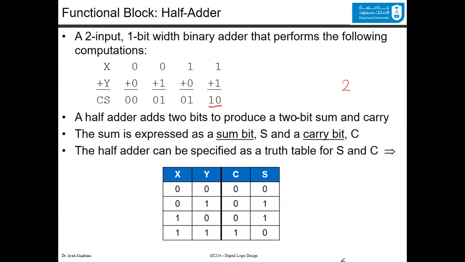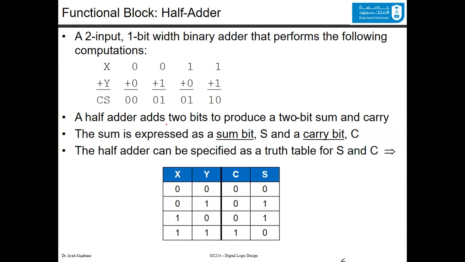So notice the notation. We will assume that these are x, these values are y, and the result is a sum and the carry to the next position. Also notice that this is the least significant, and this would be the most significant. The position is very important when we calculate any arithmetic function.